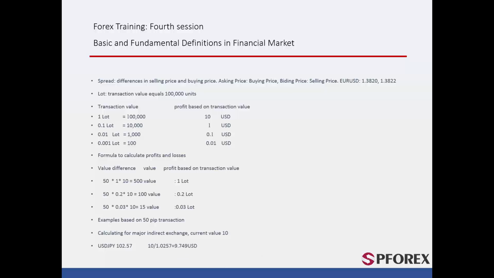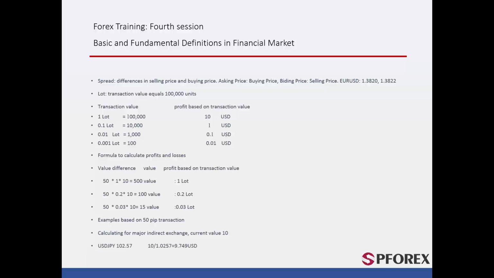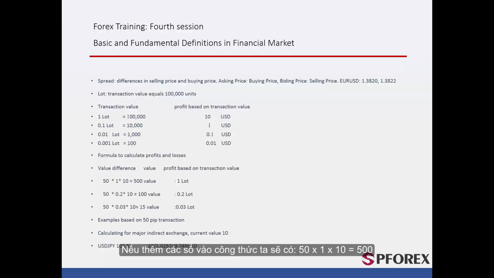Example 1. We are trading 1 lot. Our value difference is 50 and our size of transaction is 1 unit. Therefore, for every 1 lot we will gain or lose $10. Inserting the numbers into the formula, it looks like this: 50 times 1 times 10 equals 500.